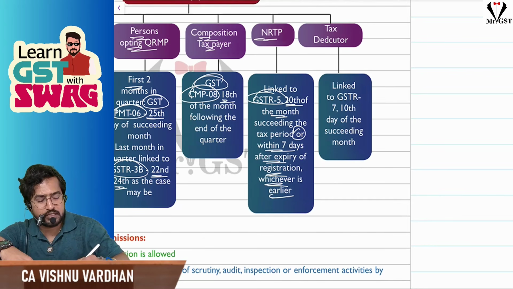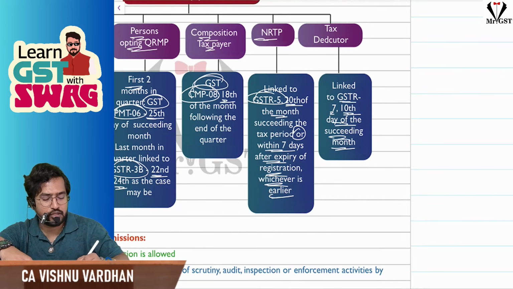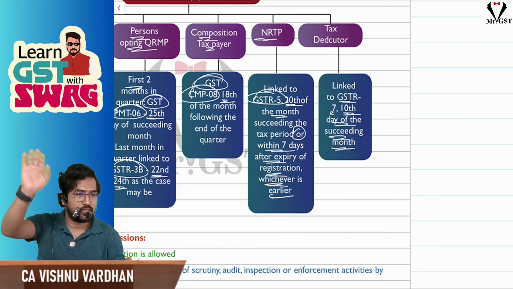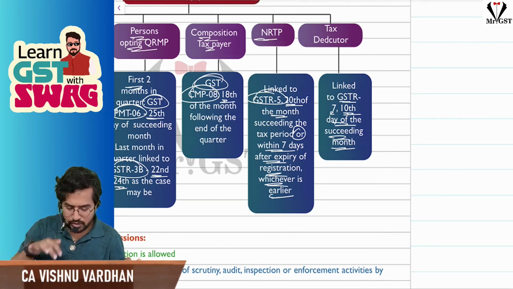Okay. Next, tax deductor GSTR 7, 10th of the next month. GSTR 8 we have seen in the TCS chapter itself. That is also 10th of the next month.